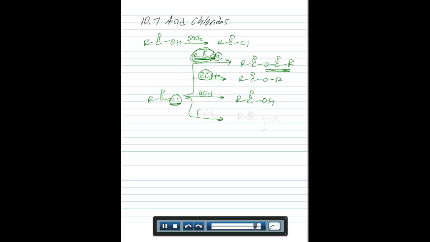Finally, if you add RNH2, put it on pause and predict it. One of these hydrogens pairs up with the chlorine to form HCl. So like I said, acid chloride can make everything. It can make the anhydride, the ester, the carboxylic acid, and the amide.